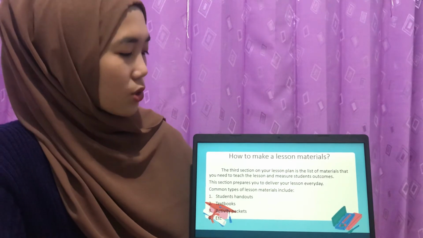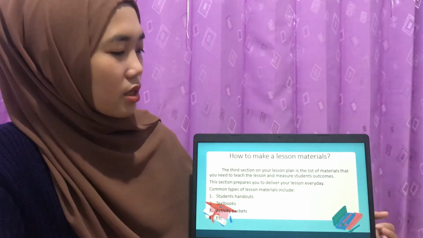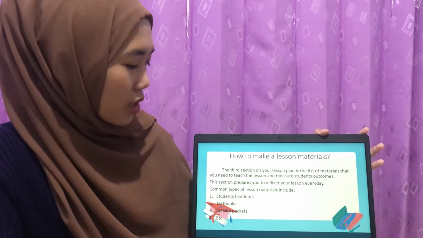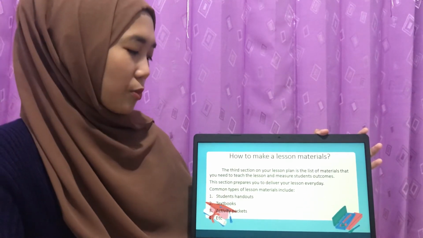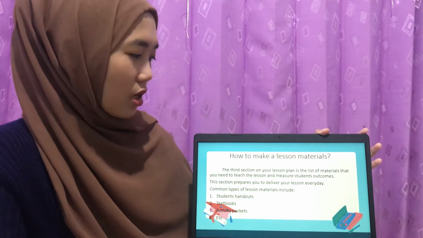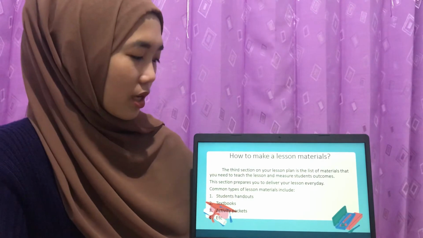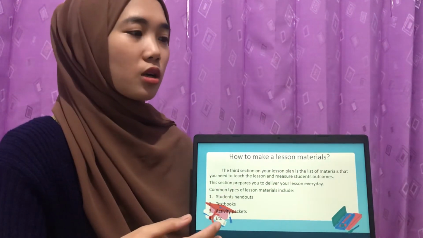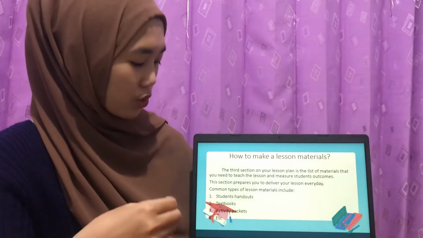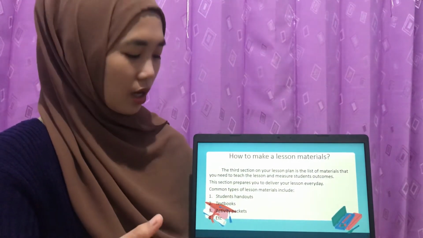Okay, next, how to make lesson materials. The third section of your lesson plan is the list of materials that you need to teach the lesson and measure students' outcomes. This section prepares you to deliver your lesson every day. Common types of lesson materials include, if you teach students, you can use student handouts, textbooks, or activity packets, and etc.